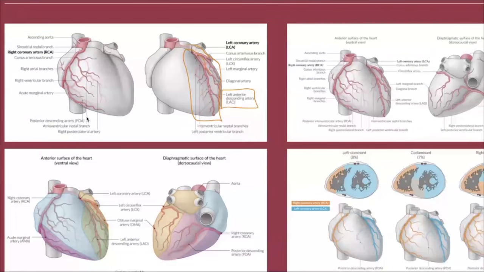So far we've covered RCA, LCA, LAD. RCA again covers right atrium, right ventricle. LCA covers left ventricle and some of the septum. LAD covers anterior side of the left ventricle and anterior 2/3 of the septum.